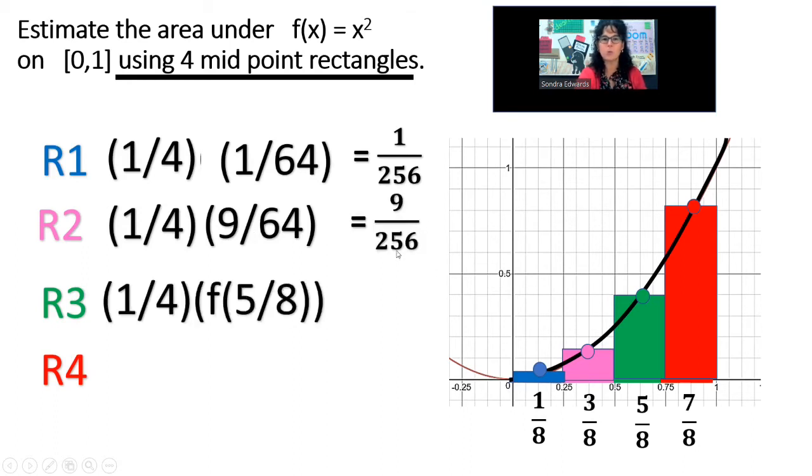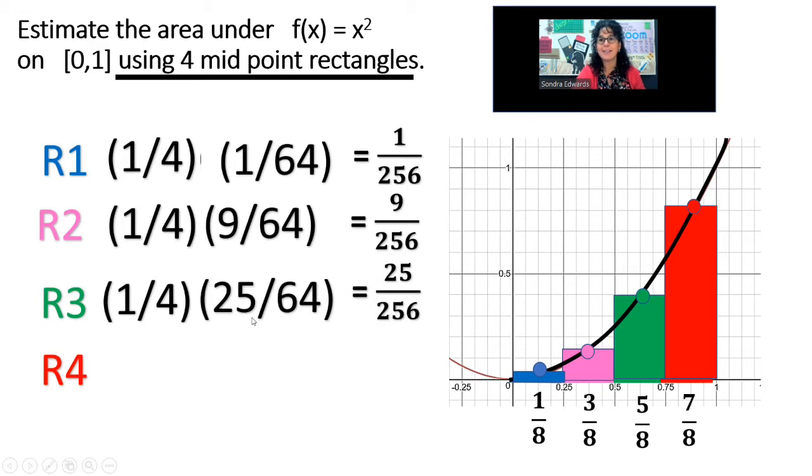Okay, then the green one. The width of the green one is also 1/4. And the height of the green one, we substitute 5/8 into the function. So 5/8 squared, and we get 25/64. Multiply the width times the height, and we have the area of the green one. Lastly, the red one. One more time, the width is still going to be 1/4.